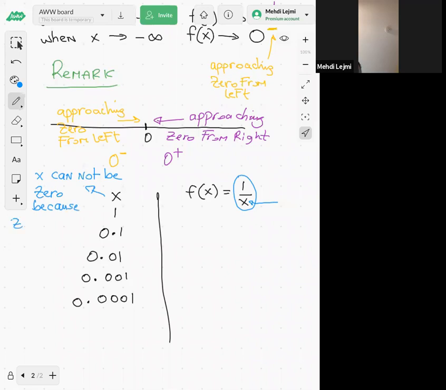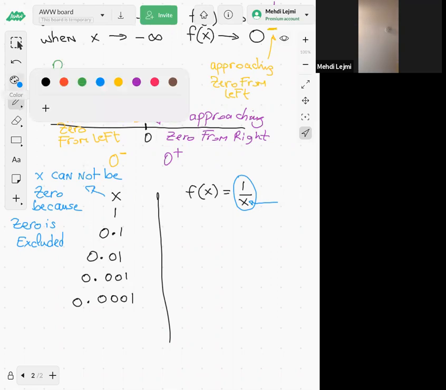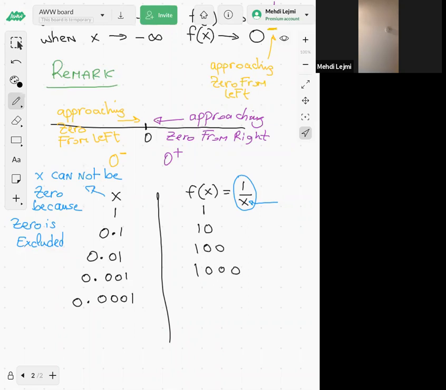0 is excluded. That's where my denominator is 0, so it's excluded from the domain. However, you can take x as close as you want to 0, never equal to 0, but as close as you want to 0. So now what happens to the values of f of x? Of course, 1 over 1 would be 1. 1 over 0.1 would be 10. 1 over 0.01 is 100, then 1,000, and 1 over 0.0001 is 10,000.